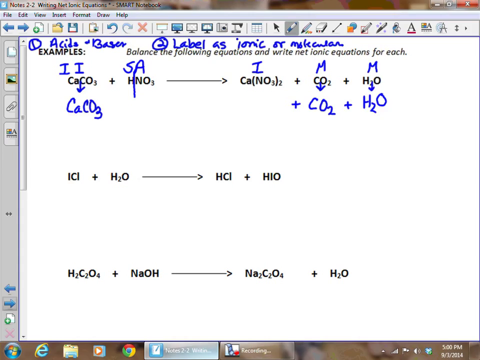The strong and the soluble calcium nitrate. Remember, all nitrates are soluble. That's one of our big four: nitrates, ammonium, sodium ions, ionic compounds that contain sodium, and potassium. Those are all of our always soluble ionic compounds. So if it's soluble, it splits. And remember, if it ionizes, the polyatomic ion stays together. So we're going to ionize that right down the middle with calcium.